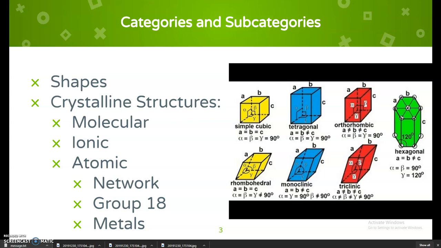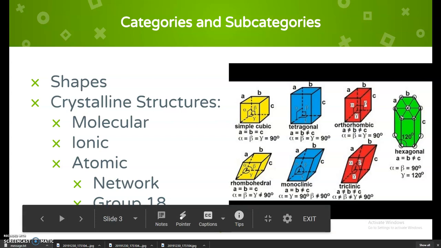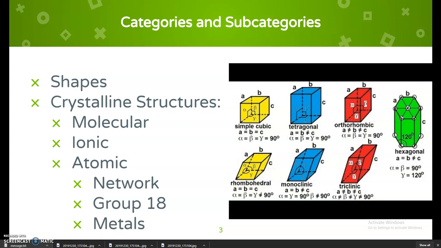Atomic solids are made of individual atoms as opposed to molecules like the other 2 subcategories. So within atomic structures, there are 3 different subcategories, which include network atomic crystalline solids, group 18 atomic crystalline solids, and metals. Network solids have an extremely rigid crystal structure. These are known as the larger molecules in the crystal world. An example of a network atomic structure is the diamond.